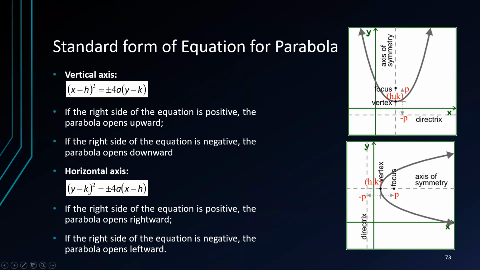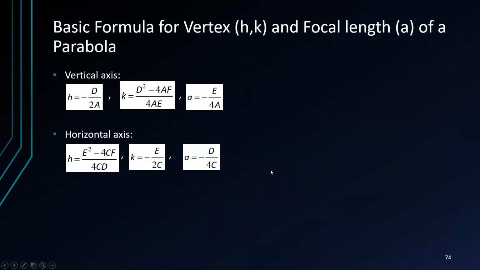Horizontal axis naman is y minus k squared equals plus or minus 4a times x minus h. If the right side of the equation is positive, the parabola opens rightward, as shown. If the right side of the equation is negative, the parabola opens leftward. Ito. Next. So basic formula for vertex h, k and focal length a of the parabola.